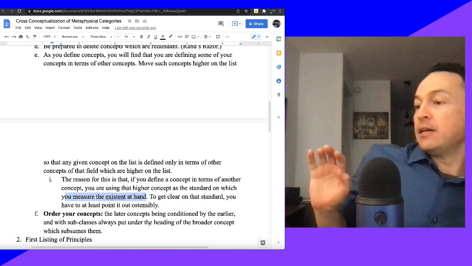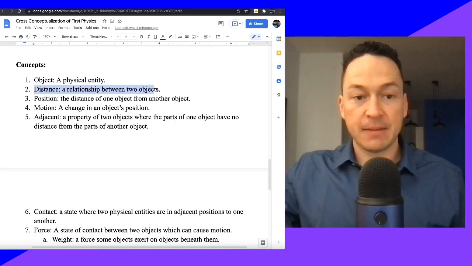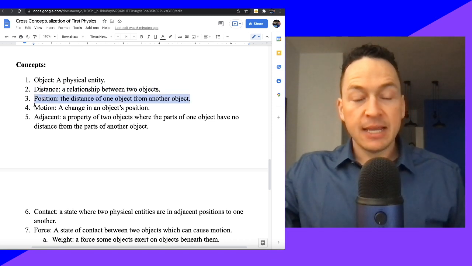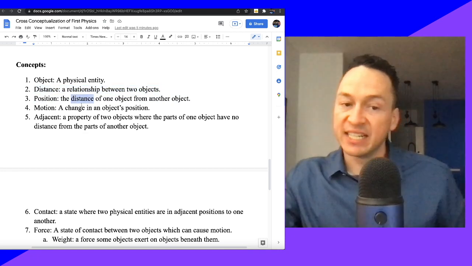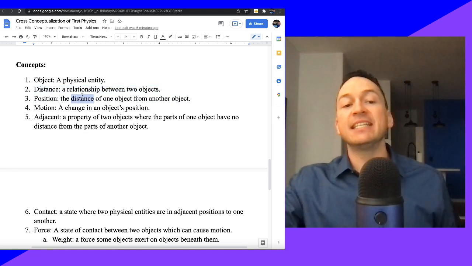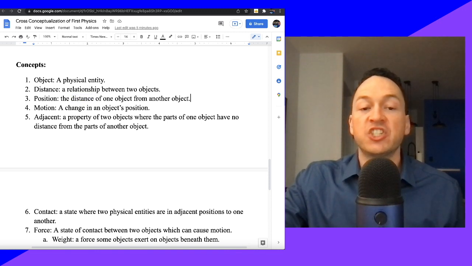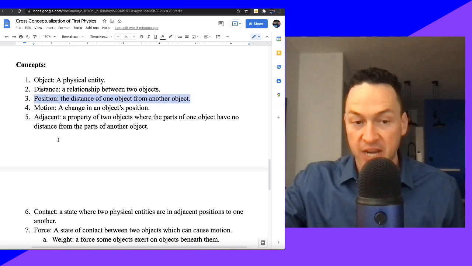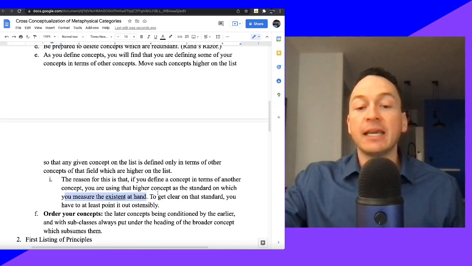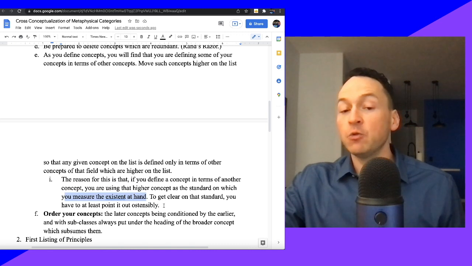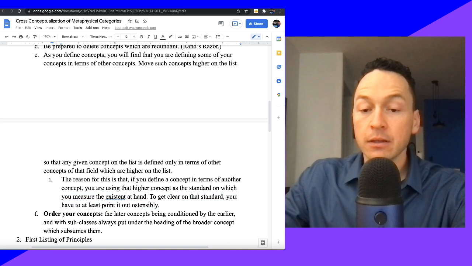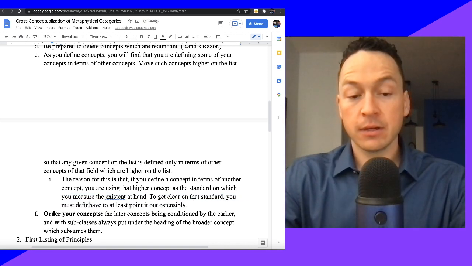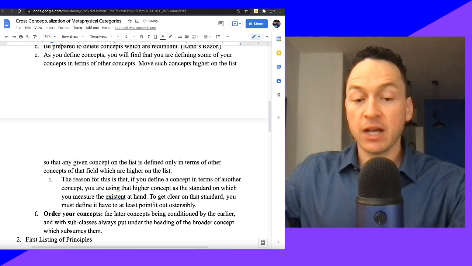What I mean by that is, let's go to the specific example. Position is understood in terms of distance. Why? Because I use distance to define it. I'm using distance as the standard on which I form or understand the concept of position. Now, eventually, to get clear on what that standard is, you either have to define it or point it out ostensively.